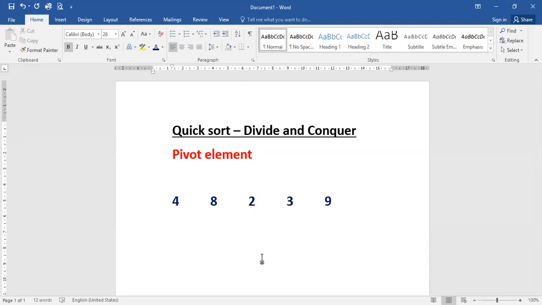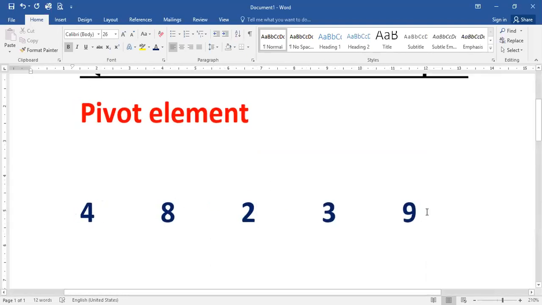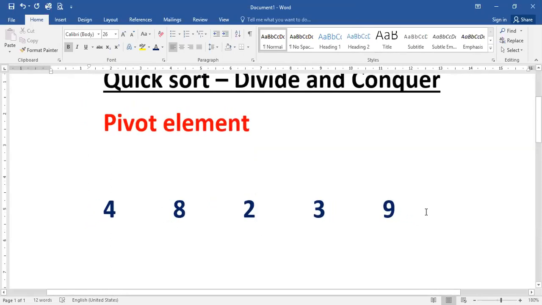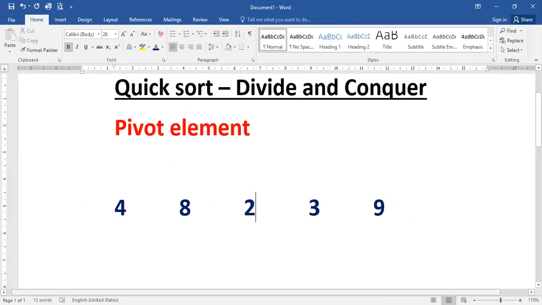Among the given elements you have to select the pivot element. The pivot element may be the first element, or the last element, or the middle element. For example, here there are 5 elements. So for the middle element, what is the middle element here? 2, sir. 2. Okay, in this case you can directly choose the middle element as 2.